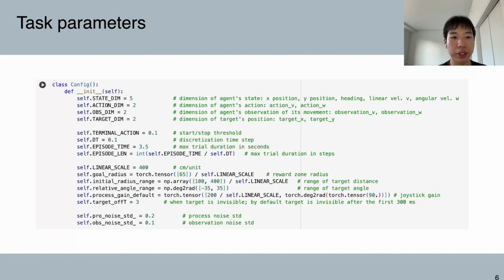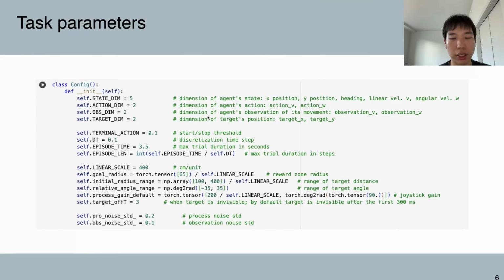You can see from the code that we have defined several task parameters to model this task. For example, you can see the state is 5-dimensional. It contains the x position, y position, heading, and the linear and angular velocities of the agent. The action is 2-dimensional because the agent can control its linear and angular velocities.